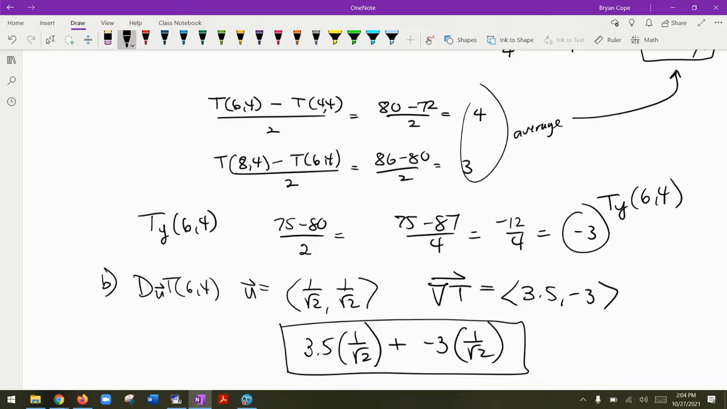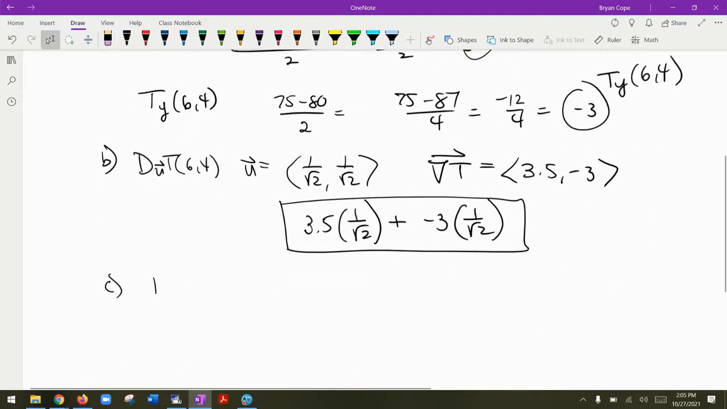Cool? It's not quite 0. It's near 0. Okay, C. Estimate the value of T sub xy at 6,4.